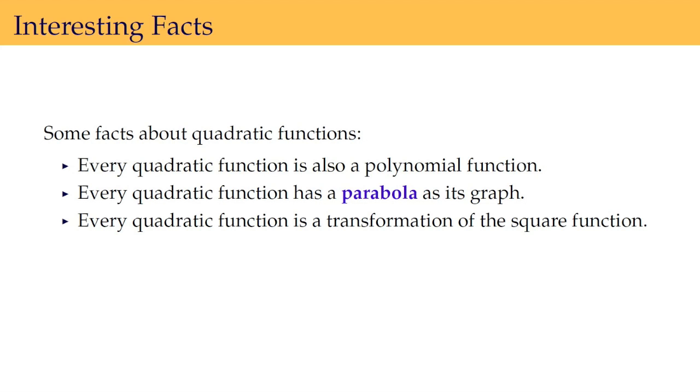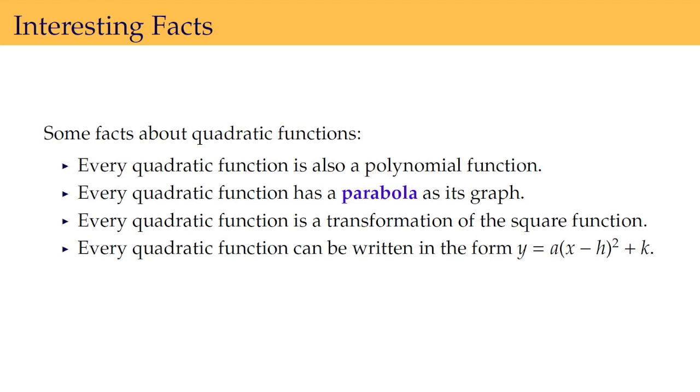And that square function, remember, is the function y equals x squared. So you can get any quadratic function, anything that is possible to be written in the form ax squared plus bx plus c, by transforming the square function, by stretching or flipping or shifting up and down or side to side. Some combination of those can get you every single quadratic function that exists.